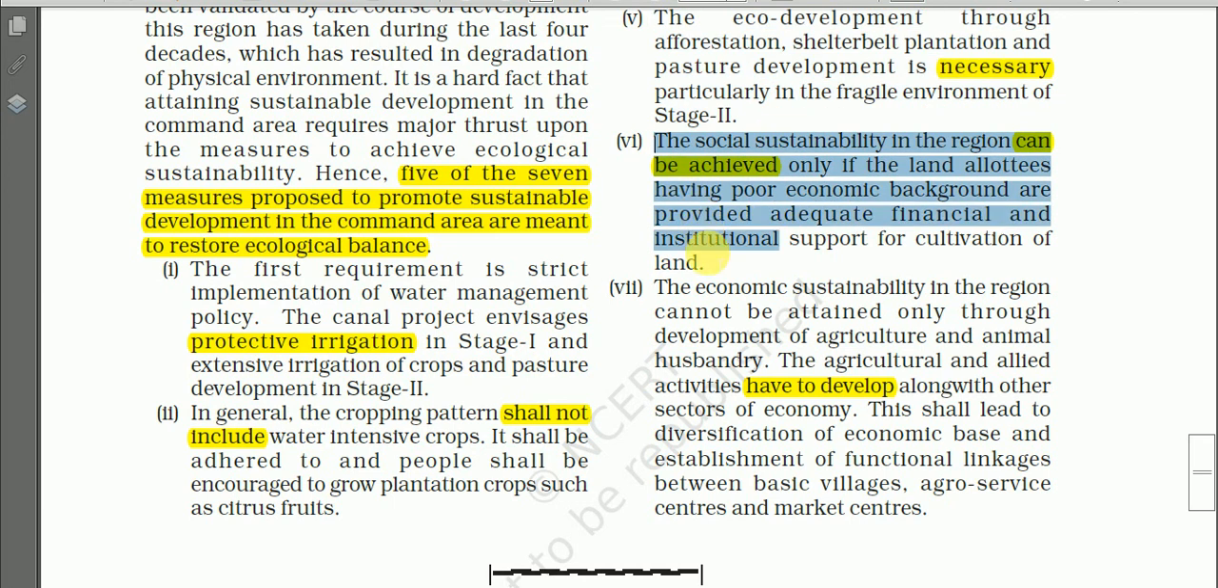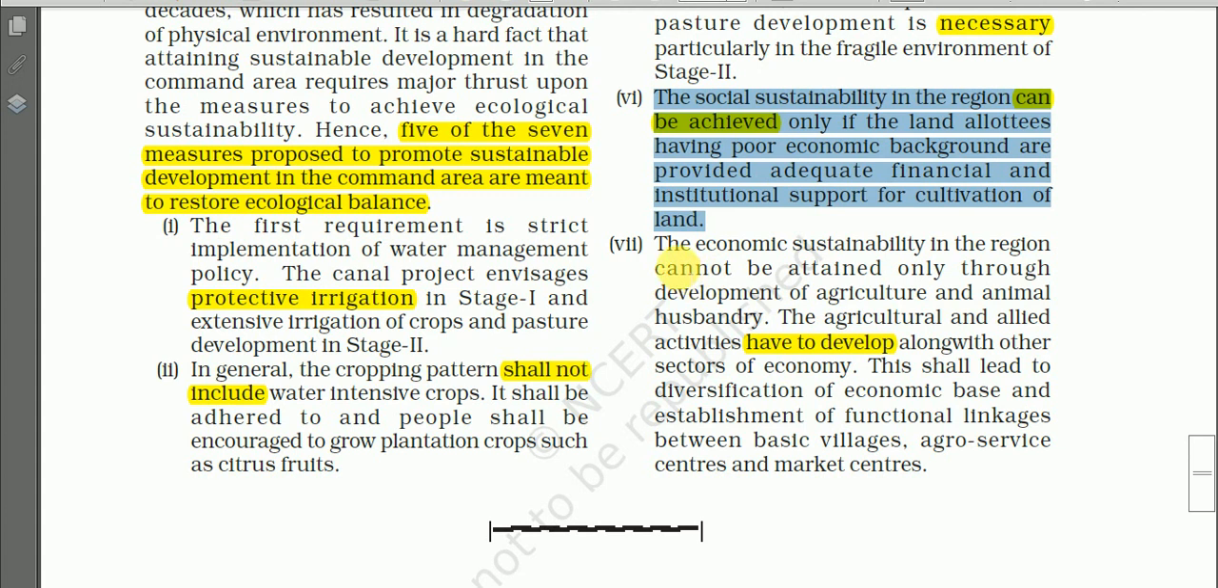And number six, the social sustainability in the region can be achieved only if the land allottees having poor economic background are provided adequate financial and institutional support for cultivation of land. Okay, this is about social sustainability, not about environmental sustainability. So social sustainability in the region can be achieved only if the land allottees having poor economic background, means poor farmers, are provided with adequate financial and institutional support for cultivation of land. That is, loan facilities may be provided, okay, cooperative societies may be established, so that those steps can be taken up.